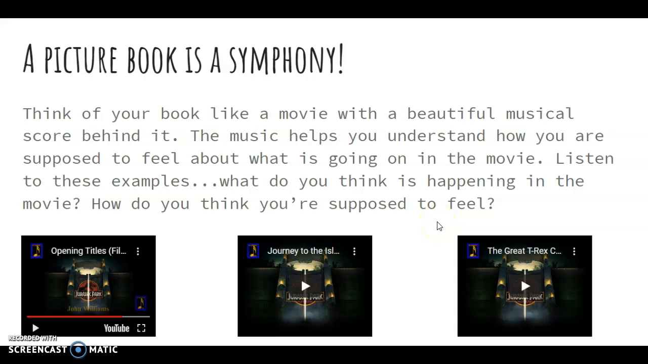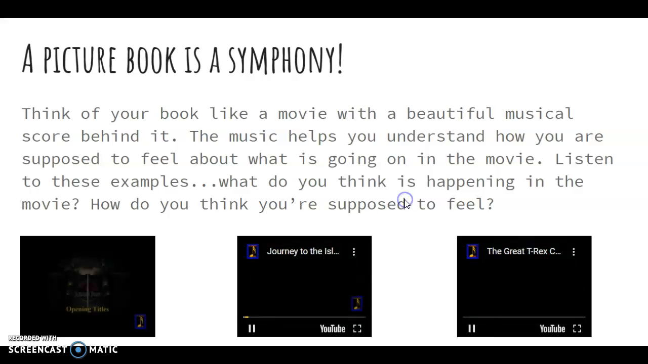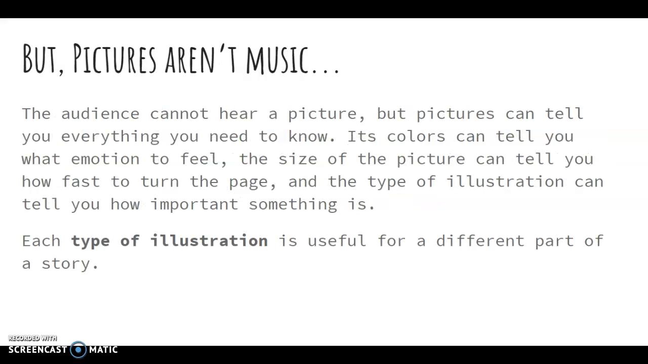Now, picture books, even though we can't hear them, can do the same thing. Pictures aren't music, but the pictures can tell you everything you need to know. The colors of a picture can tell you the emotions to feel. The size of a picture can tell you how fast to turn the page. The type of illustration can tell you how important something is. Each type of illustration is useful for a different part of a story.